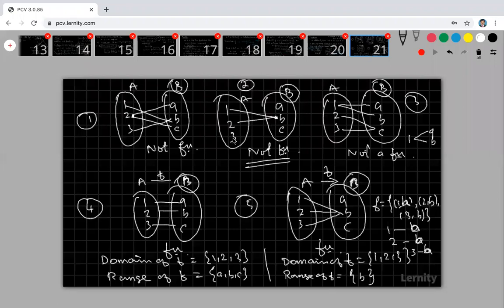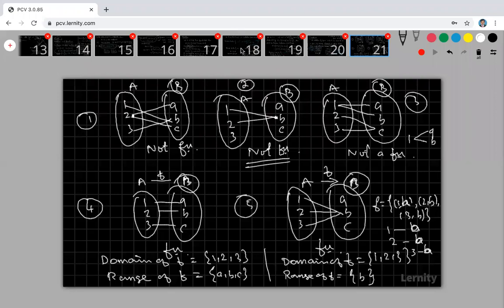Here, this element has no image, so it is not a function. But here, my two has more than one image, not a function. Here, my one has more than one image, not a function. Here, all the elements have exactly one image, but all are the same, no problem for me. Every element in this set has only one image, so it is a function. Here, every element in this first set has only one image, so this is a function.